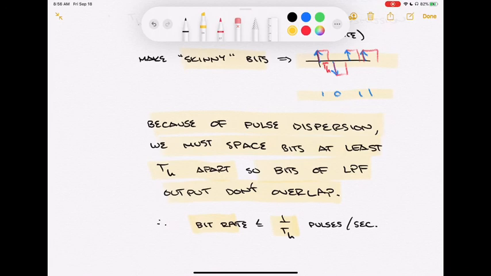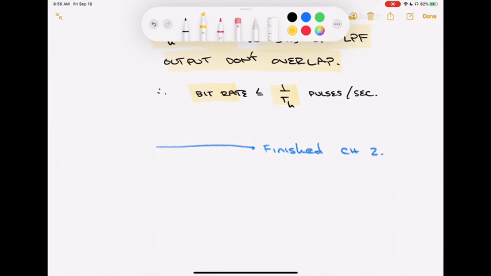And remember what that cutoff frequency is. That's related to that fastness of the system. The faster the system, the higher that cutoff frequency. So if you want to send a lot of bits, you better have a fast system. Really, that's the end of chapter 2.